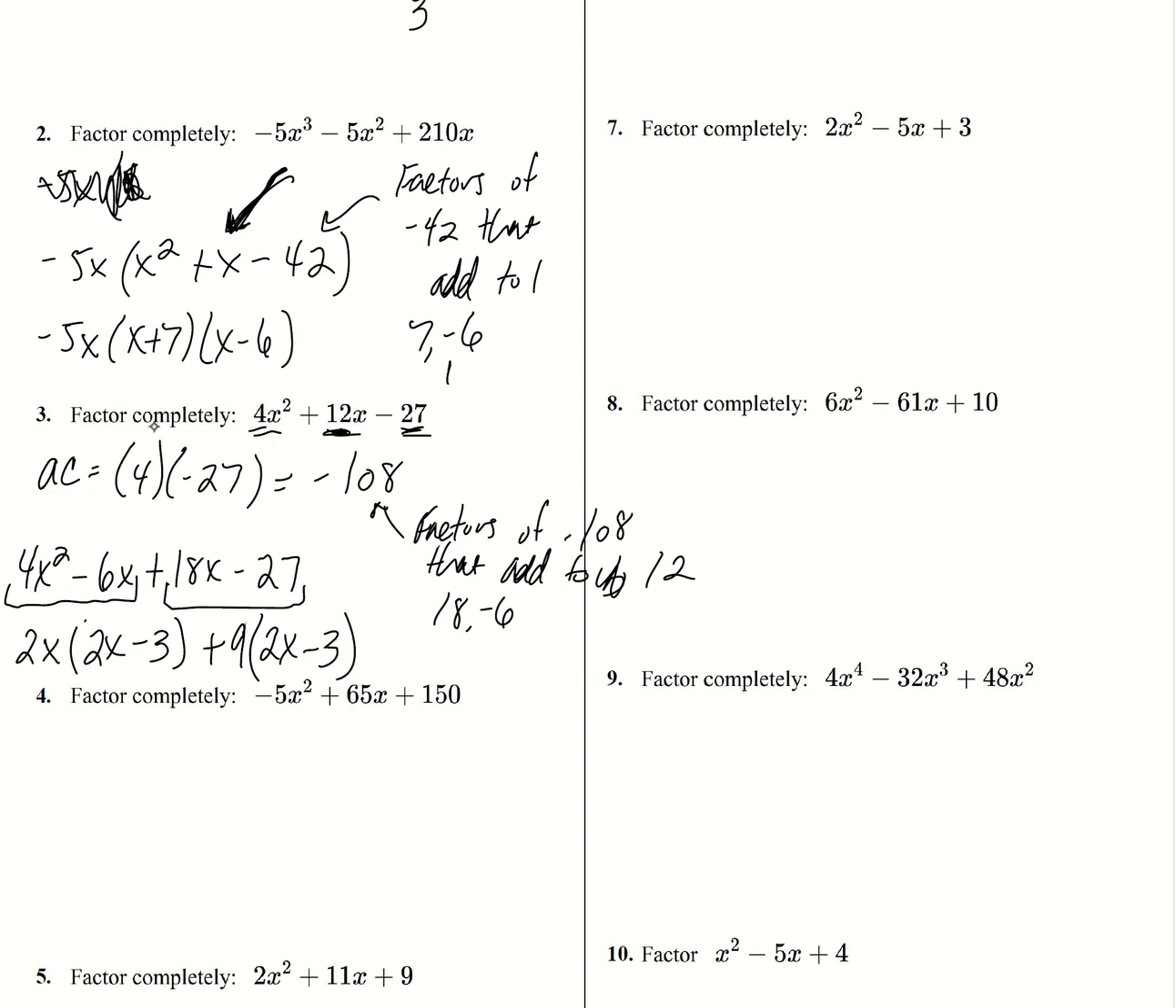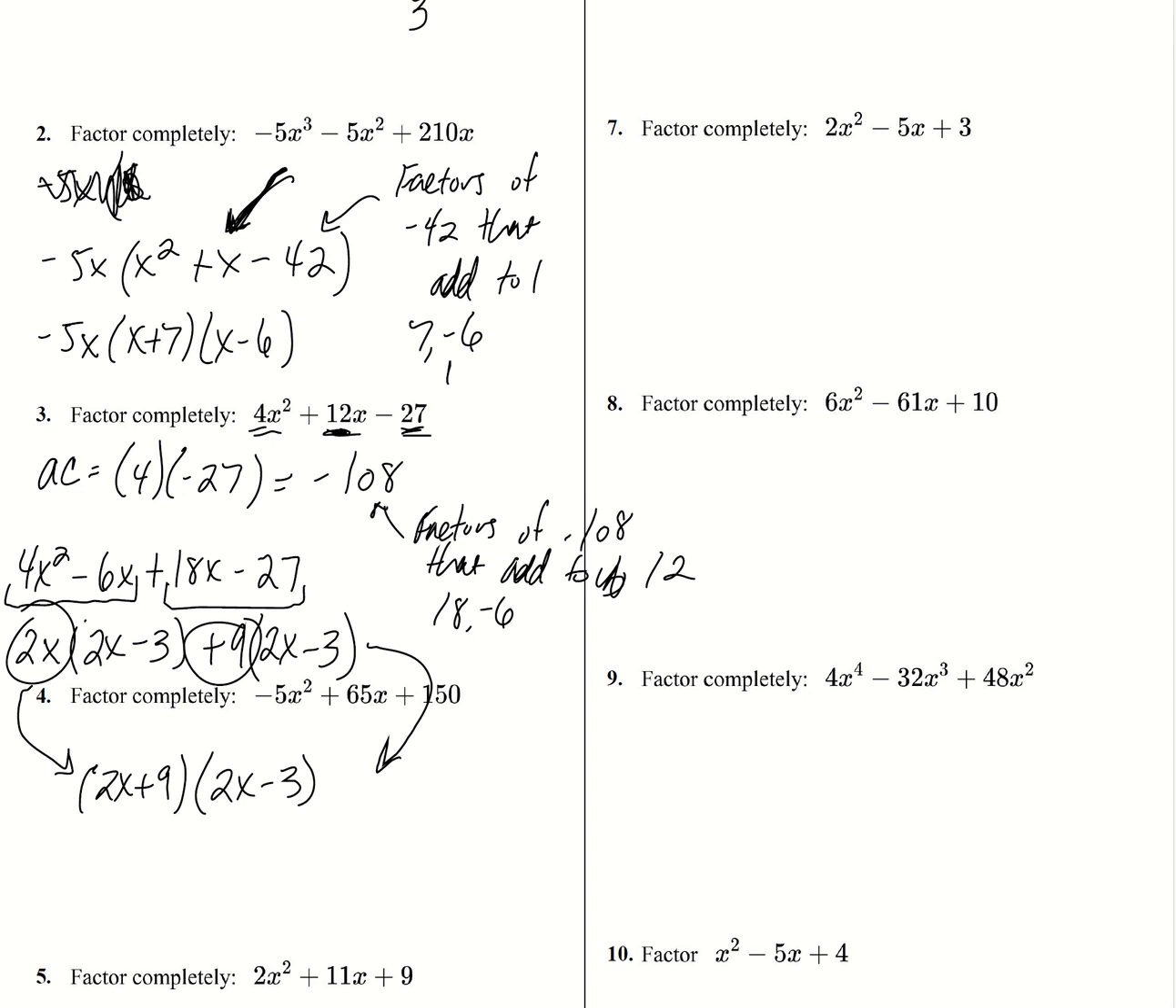Notice that the term in the parentheses is identical, and so we can use the distributive property to rewrite. I'm going to do that down here and say 2x plus 9, 2x minus 3. So the 2x plus 9 ends up in its own term. And that's our final answer.